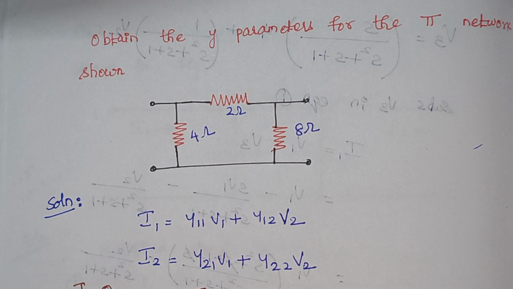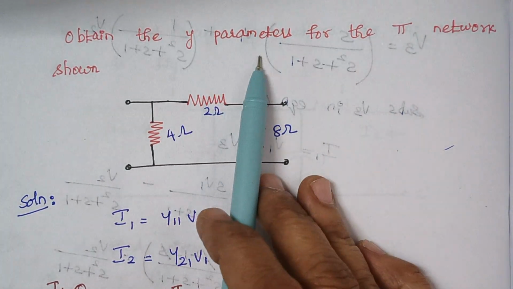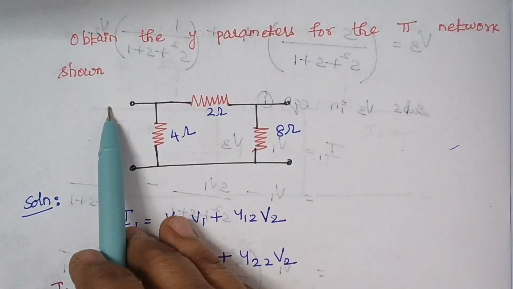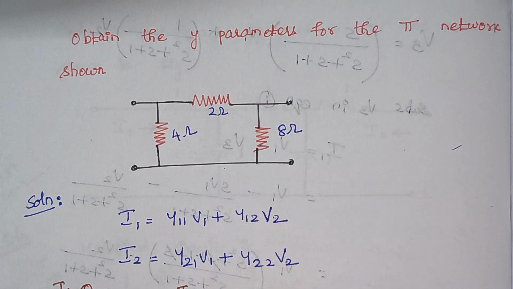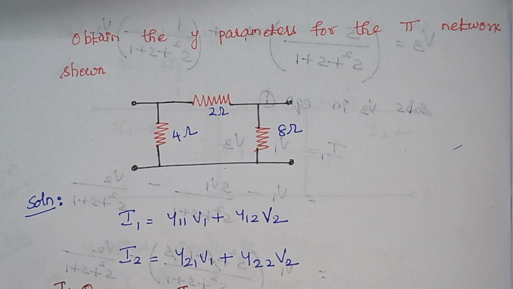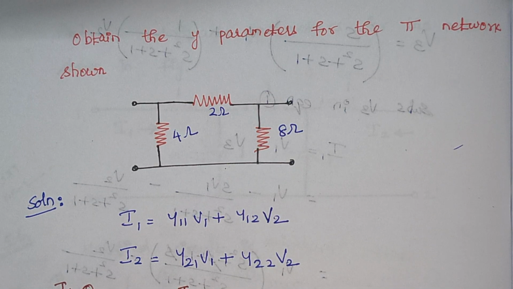Today we are going to solve the problem related with admittance parameter. The problem is to obtain the Y parameters for the pi network shown. So here this is the given network. Again we are going to calculate the four different parameters of Y.